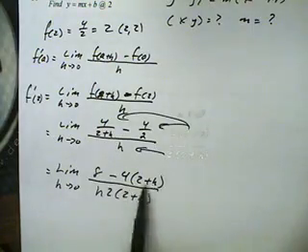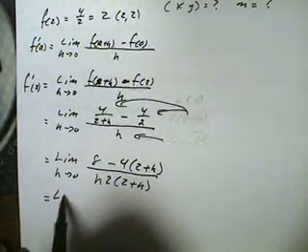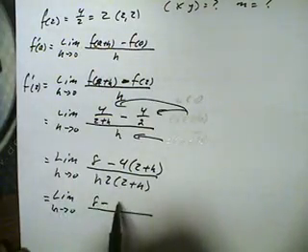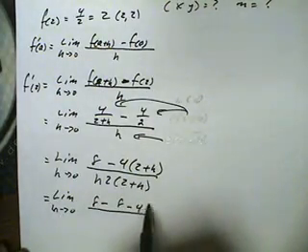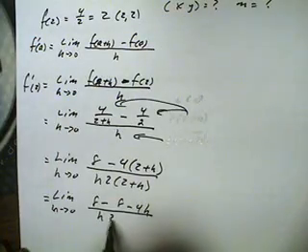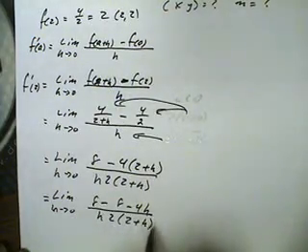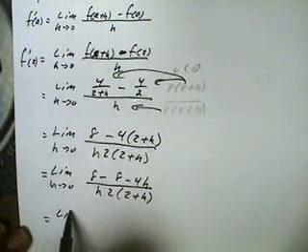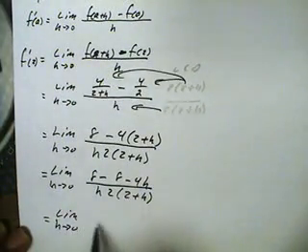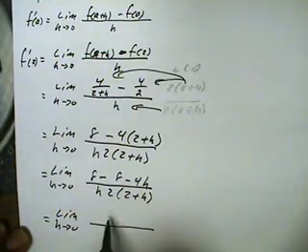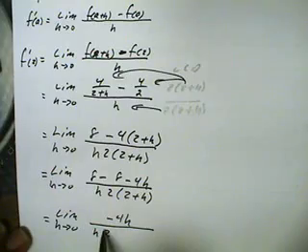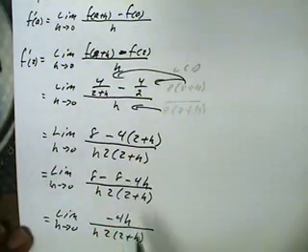Now let's distribute the negative 4 here. When we distribute the negative 4, we're going to get 8 minus 4h all over h times 2 plus h. And here the 8's will cancel. So we'll have the limit as h goes to 0, and we'll end up with negative 4h all over h times 2 plus h. Now we have a lot of cancellation.